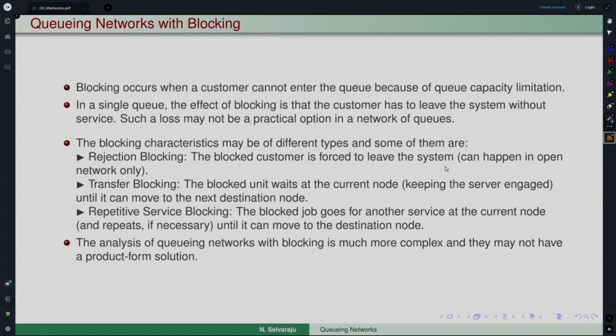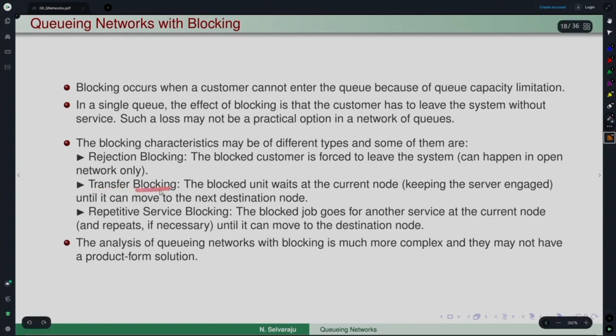And this forced leaving can happen only in open networks. Obviously, in closed networks, since no customer can leave or enter, that will not happen. So, if that is the policy, then this is similar to what you observe in the case of a single queue. This is called rejection blocking, meaning you reject the customer when he is blocked.